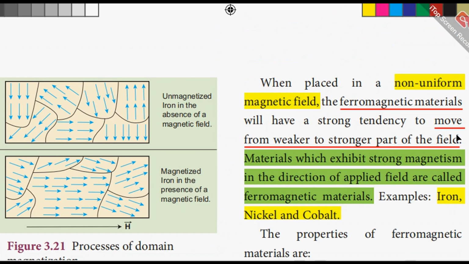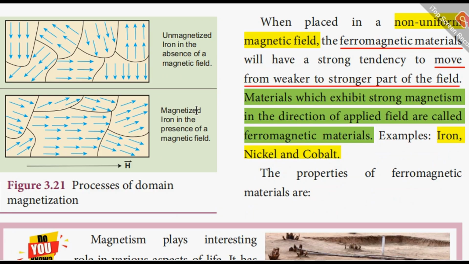And when placed in a non-uniform magnetic field, the ferromagnetic materials will have a strong tendency to move from the weaker to the stronger part of the field. The materials which exhibit strong magnetism in the direction of the applied field are called ferromagnetic materials. The examples for ferromagnetic materials are iron, nickel, and cobalt.